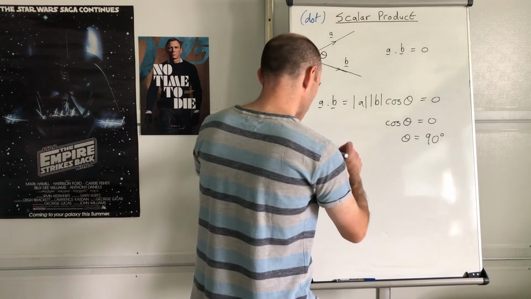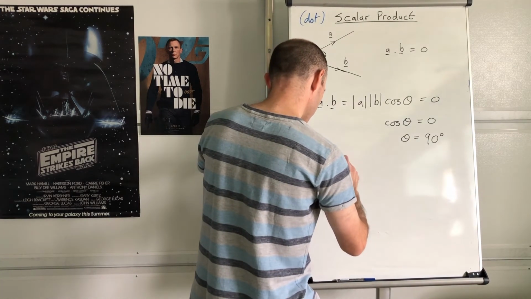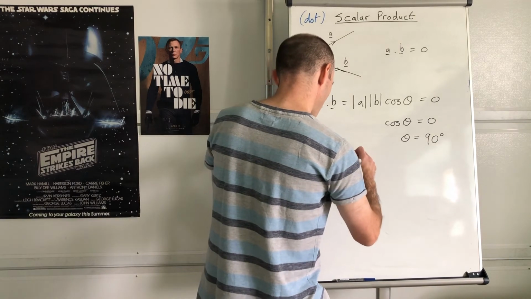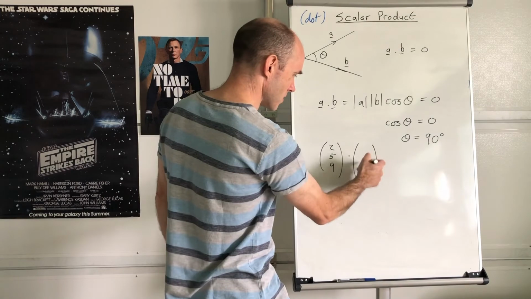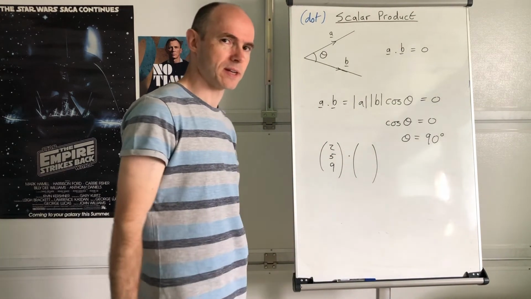So I'm just going to write down some random numbers, 2, 5 and 9. I want to come up with a vector that's not a 0 vector, it's not 0, 0, 0, such that they're going to be perpendicular to each other. Can you do that?